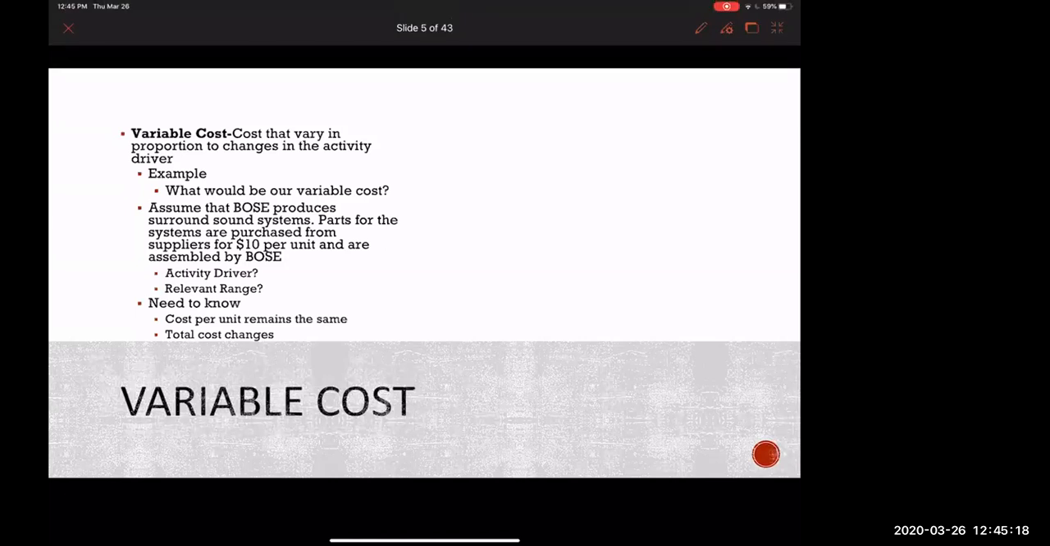All right, so here we are picking up with variable cost. In a prior slide, we talked about cost behavior, and we're trying to understand the relevant range and all of these activity drivers. So now we're going to dive specifically into variable cost. Variable costs are costs that vary in proportion to changes in the activity driver.